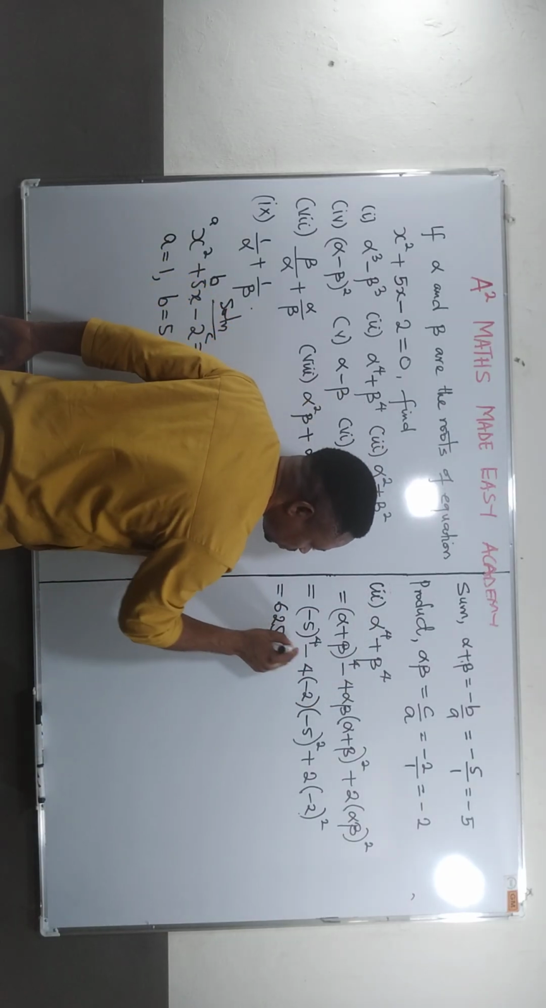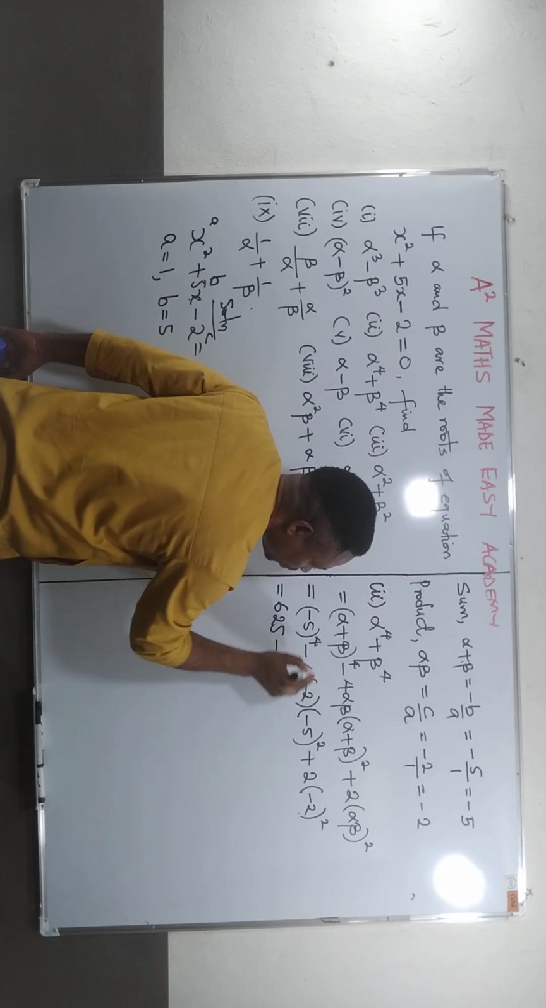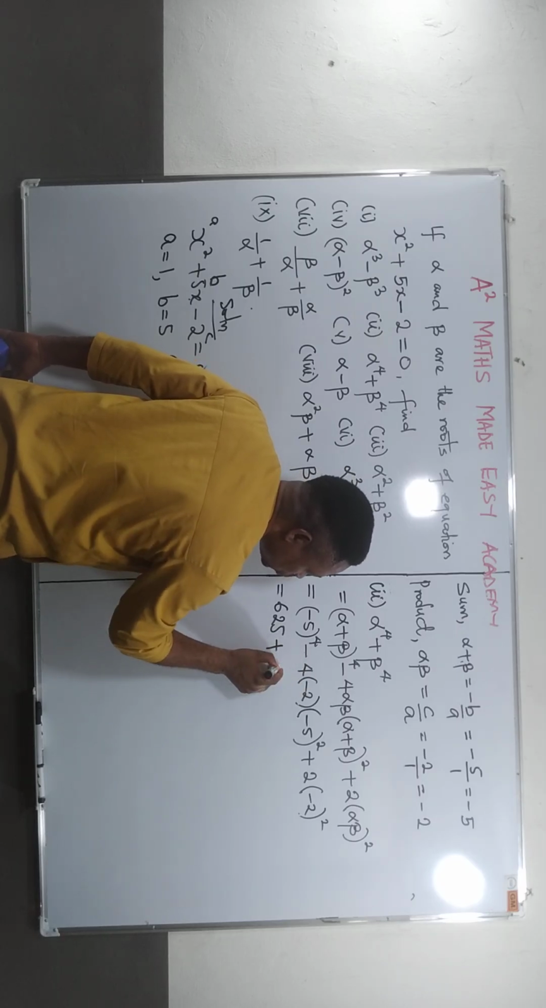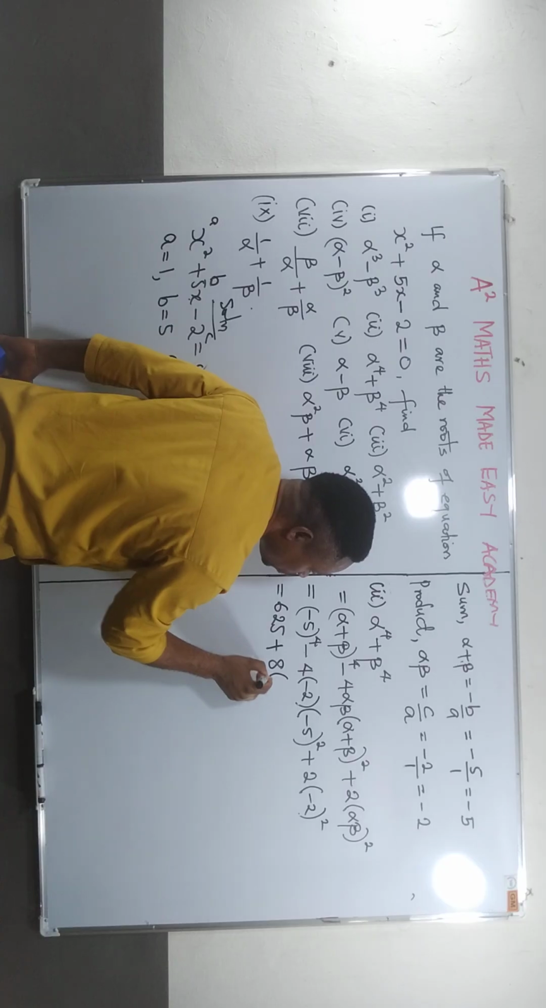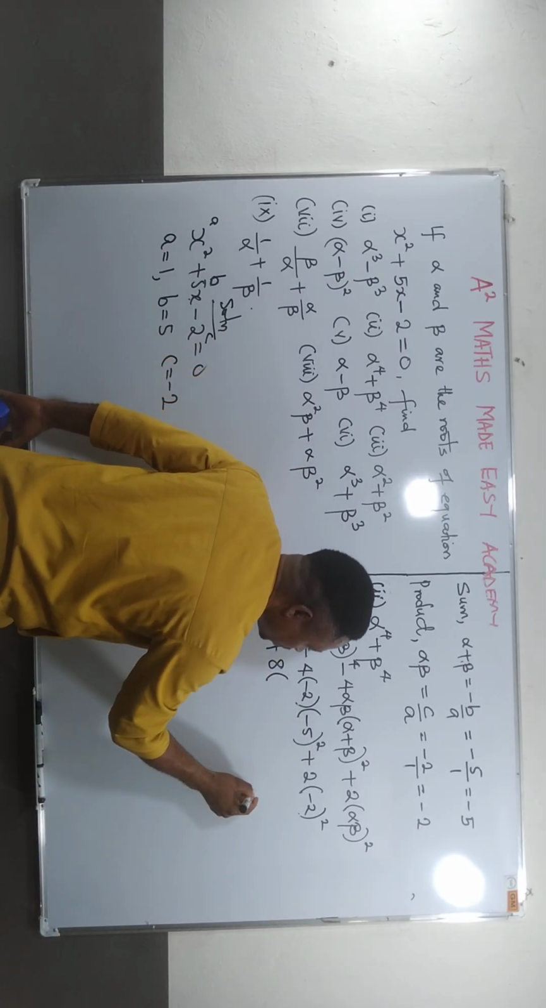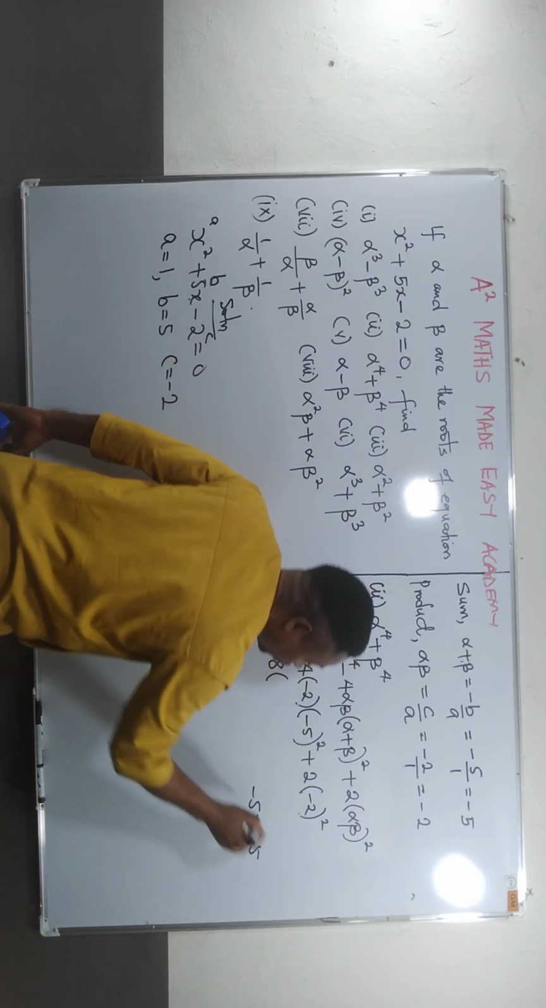I want you to observe something here. This is minus. Minus minus is plus. 4 times 2 will give us 8. Open bracket. Minus 5 squared means minus 5 times another minus 5.